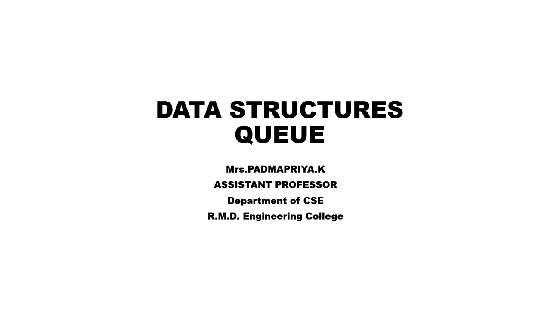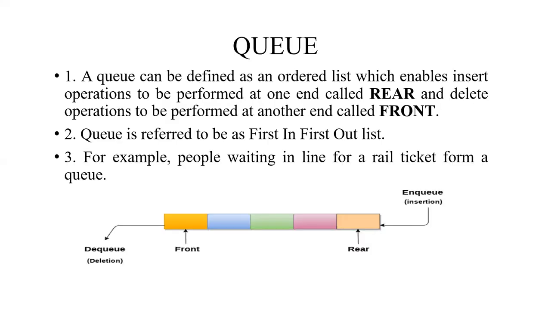Today we are going to see the topic queue under the subject data structures. A queue can be defined as an ordered list which enables insert operations to be performed at one end called rear and delete operations to be performed at another end called front. So queue is referred to as a first in, first out list.